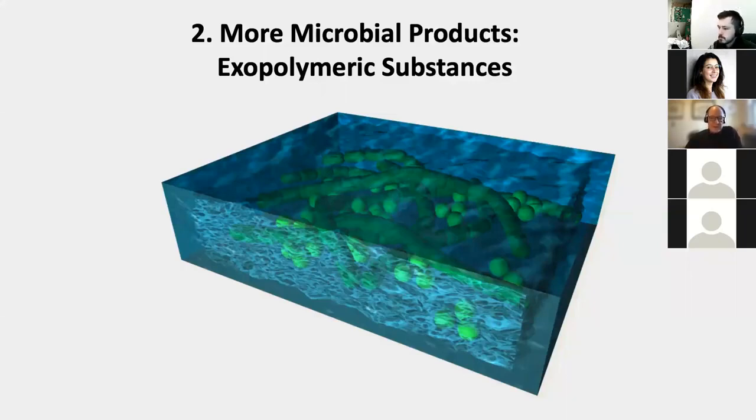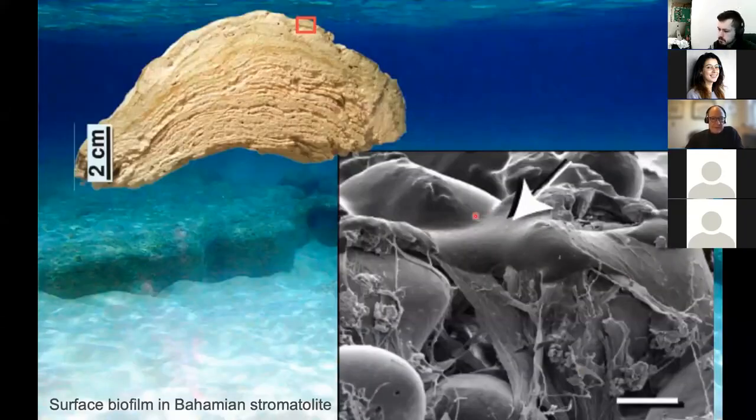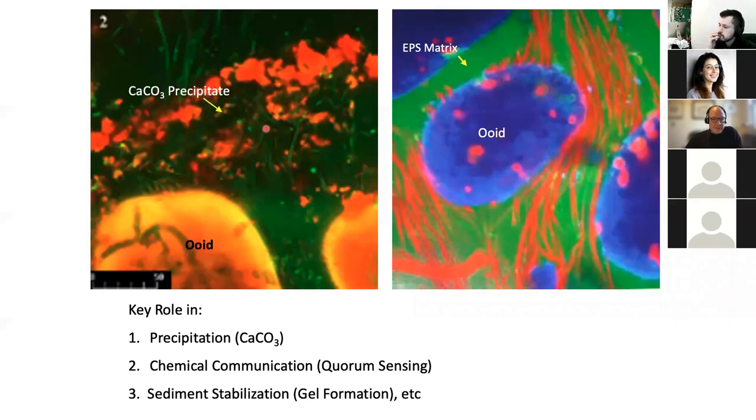Okay, so the second ingredient, exopolymeric substances, the slime. And you see here a picture of modern marine stromatolites, an SEM picture. And you see this biofilm draped over the surface of this stromatolite. And here are some confocal pictures Alan Decho took. You see in red here the precipitate at the surface of the stromatolite. You see some ooids here, and you see some autofluorescence of cyanobacteria in that. This other picture again, you see the ooid with some endolytic activity and some cyanobacteria here. And green is the EPS matrix.